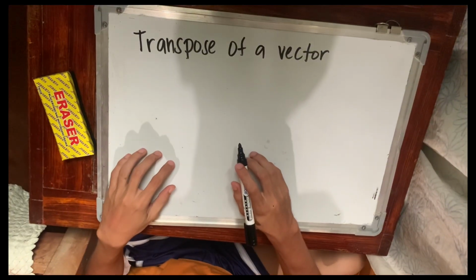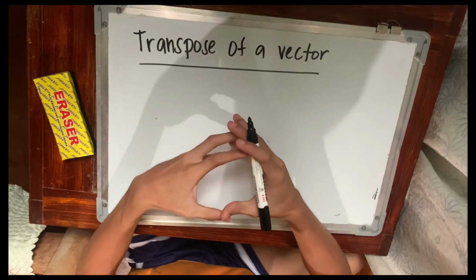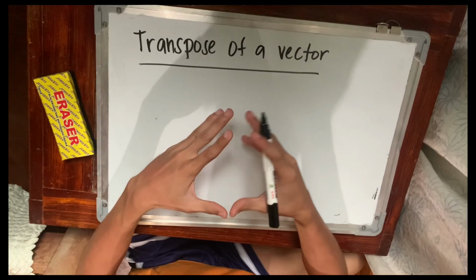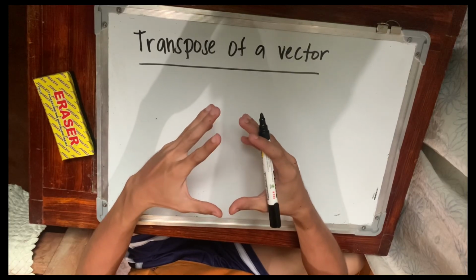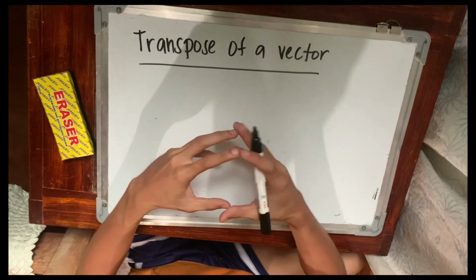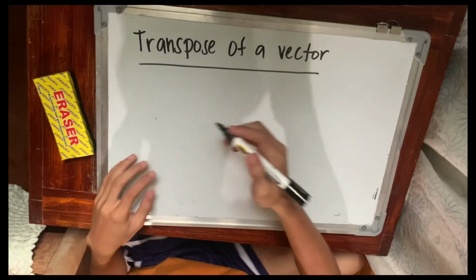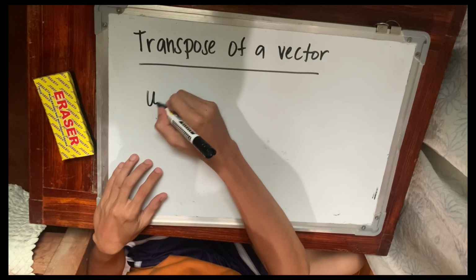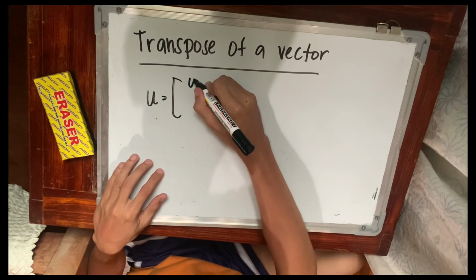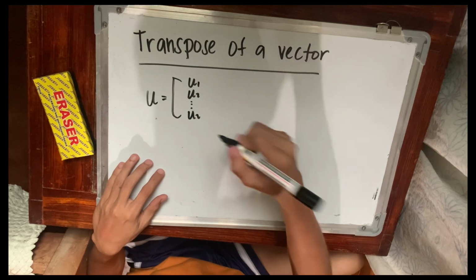Fifth one, we have transpose of a vector. So how do we transpose a certain vector? Suppose that we have a column vector, and we want to find the transpose of that column vector. That column vector will become a row vector. So let's say for example, we have the vector u is u sub 1, u sub 2, up until u sub n.